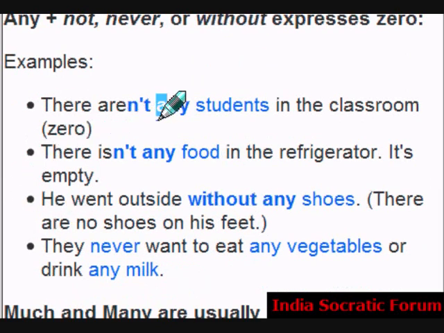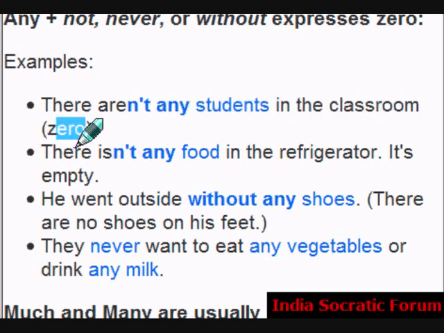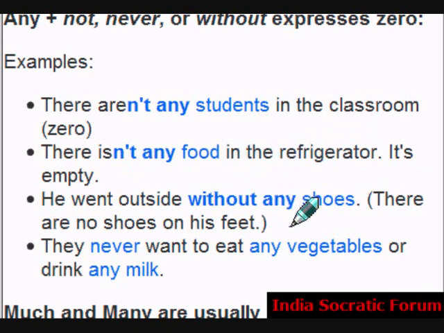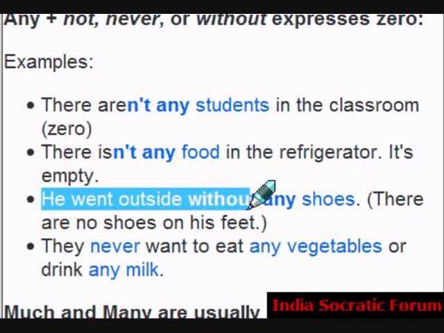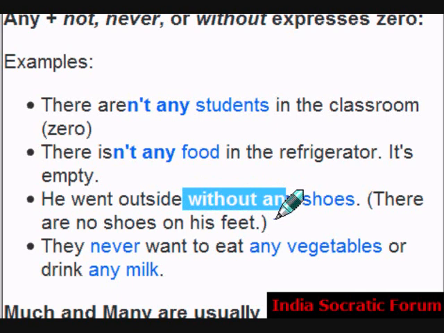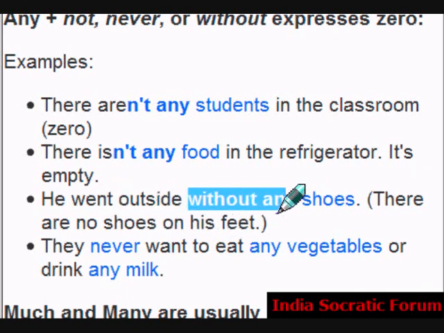Okay, let's see some examples. There aren't any students in the classroom. There aren't any means zero. There isn't any food in the refrigerator. That means it's empty. There isn't any food. He went outside without any shoes. Without any, without means there are no shoes on his feet.